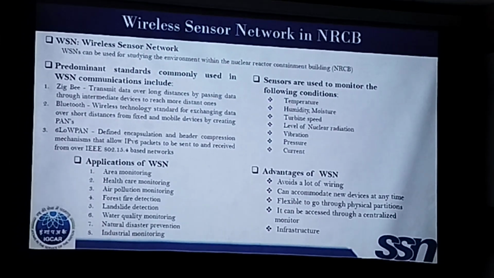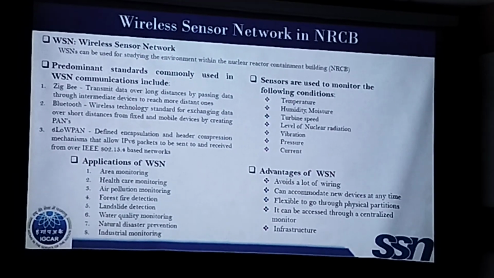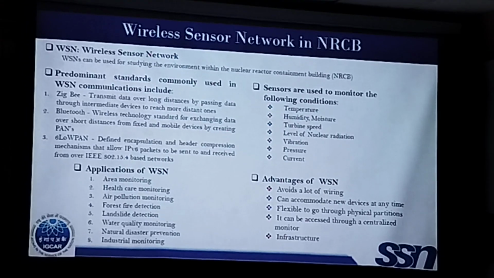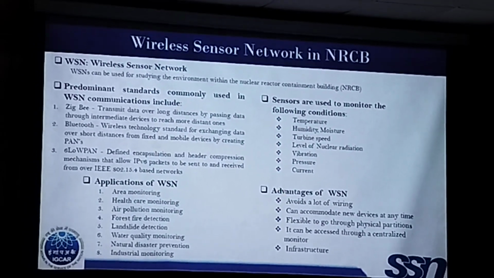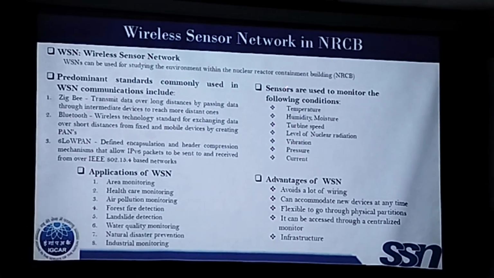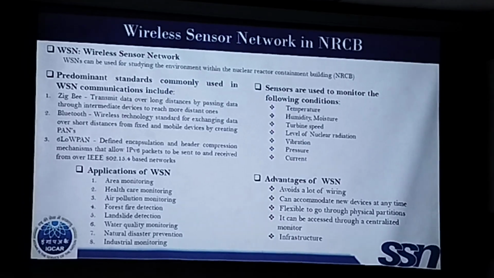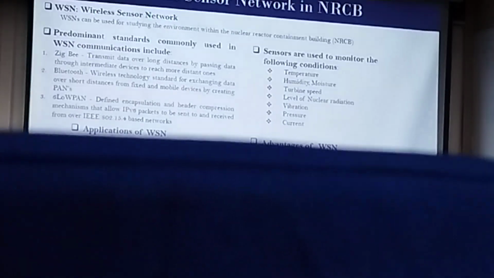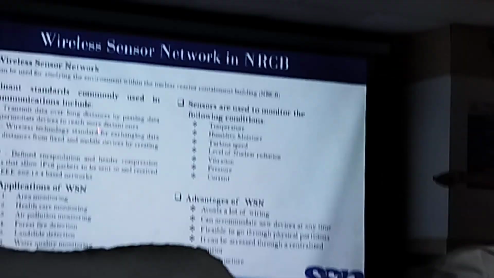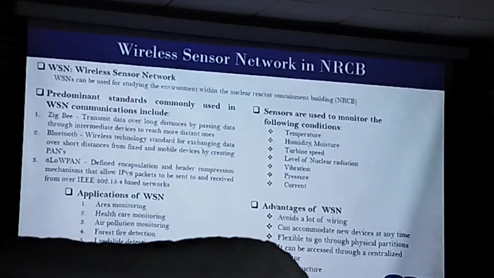There are different types of reactors available. As you know, a reactor is a place where you cannot go and stand and do your work. It has a lot of nuclear hazards, etc. So they wanted to monitor these parameters continuously, using the predominant standards which they can use, that is ZigBee, etc. And then there are a lot of applications.